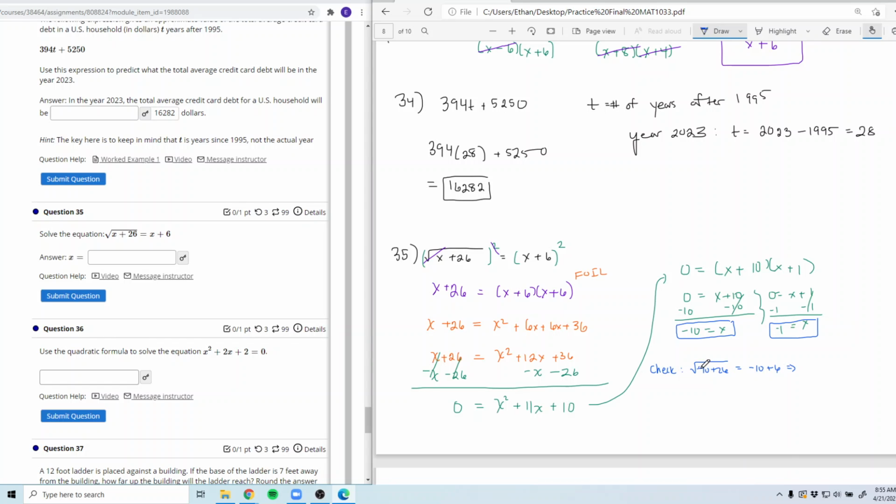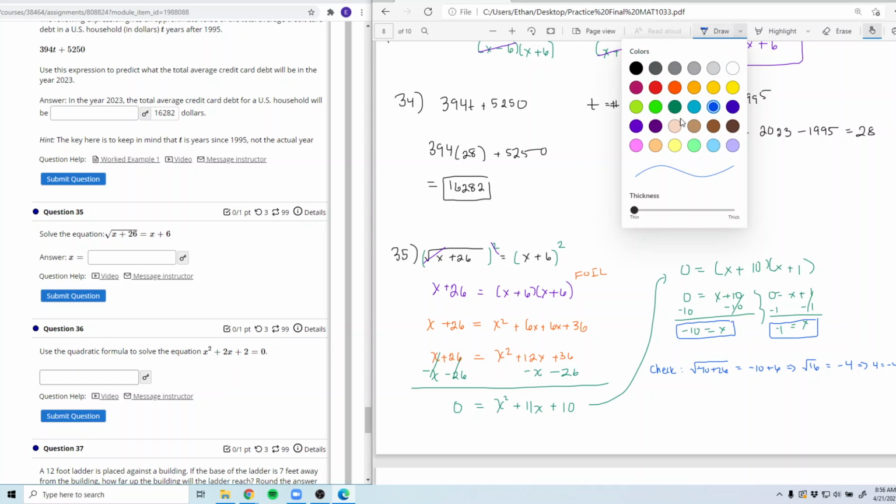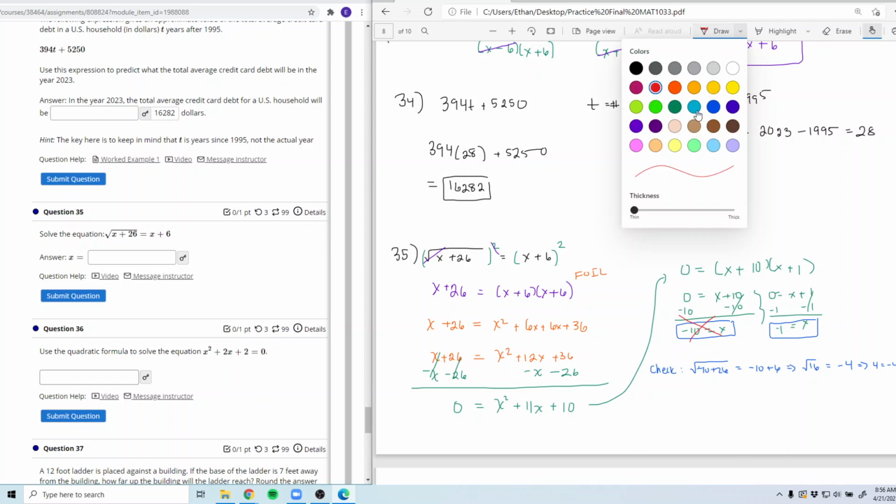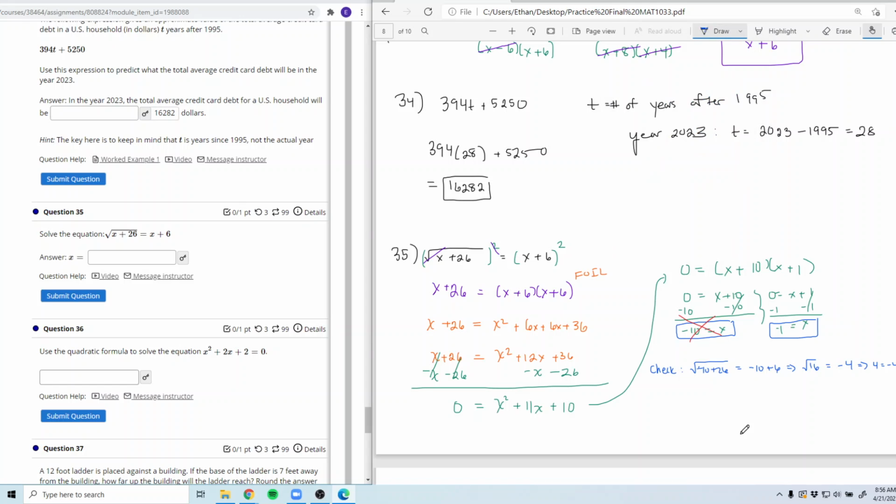So on the left, you have negative 10 plus 26 is 16 in the square root. And negative 10 plus 6 is negative 4. And the square root of 16 is not negative 4, it's 4. Does 4 equal negative 4? No. Since it does not equal negative 4, that means that negative 10 is actually not a solution. It was an extraneous solution. It's not really an answer.